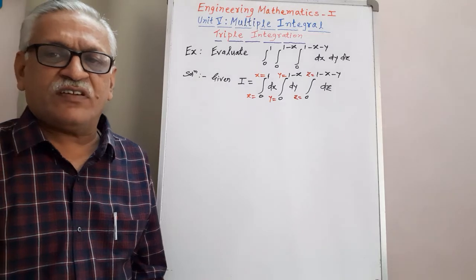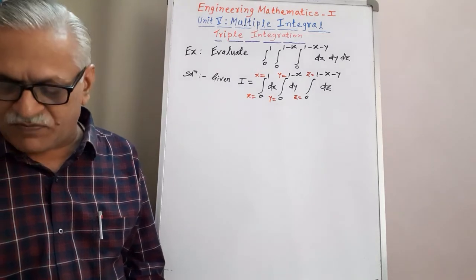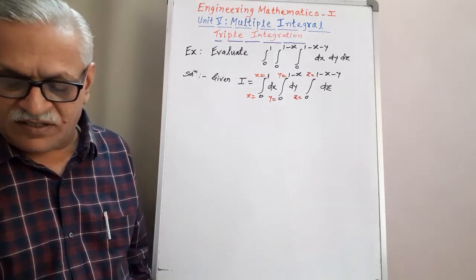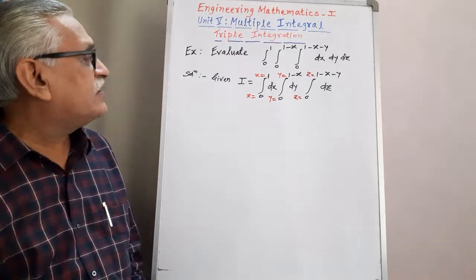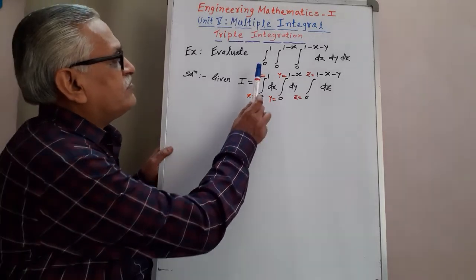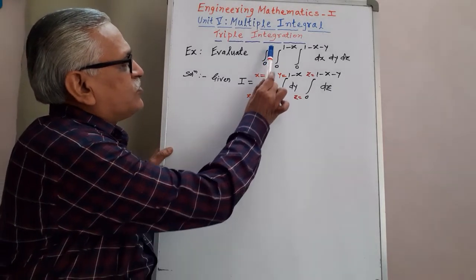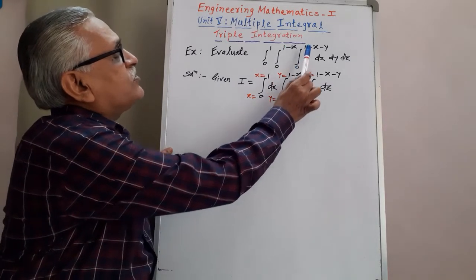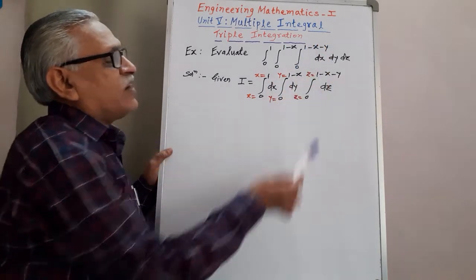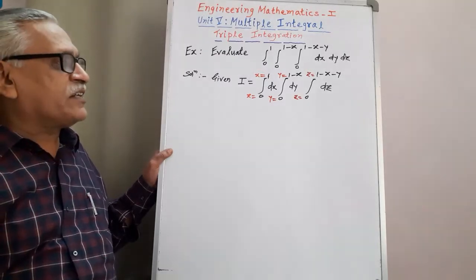In the previous video I have discussed the first example. Today I will discuss the second one. Evaluate the triple integration of the integral from 0 to 1, integral from 0 to 1 minus x, integral from 0 to 1 minus x minus y, with respect to x, y, z.